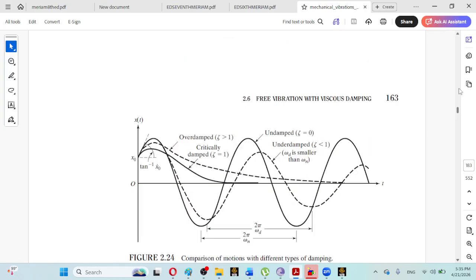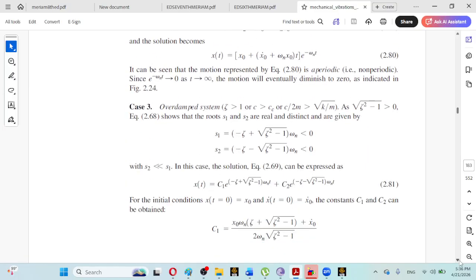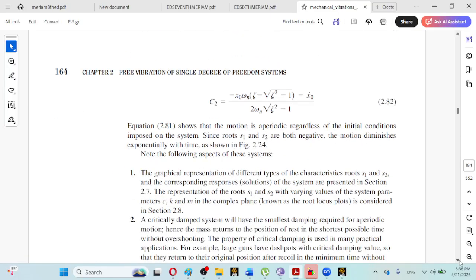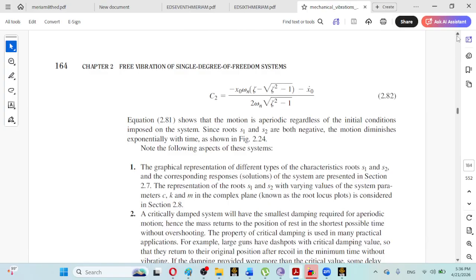This is figure 2.24, and this is the critically damped case. As you can observe, the amplitude decreases fast and has transformed into 0 as time tends to infinity. So this case has been completed.